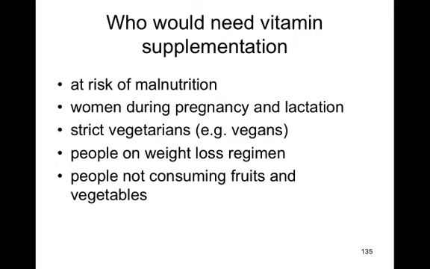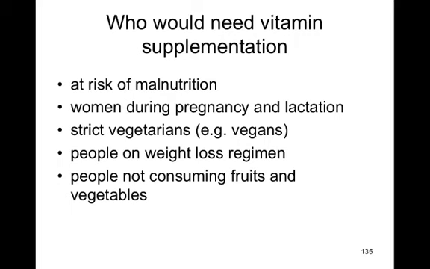Next would be women during pregnancy and lactation, for the sheer fact that during these times there is an increased nutritional demand. The increased demand comes from the growing fetus or the infant. The third category would be strict vegetarians. One specific vitamin that is strictly not a part of any plant food is vitamin B12, which is a fairly important vitamin. So vegetarians put themselves at a risk of being deficient in vitamin B12.